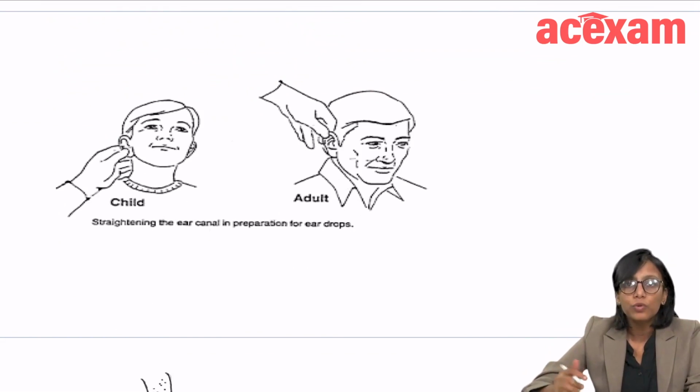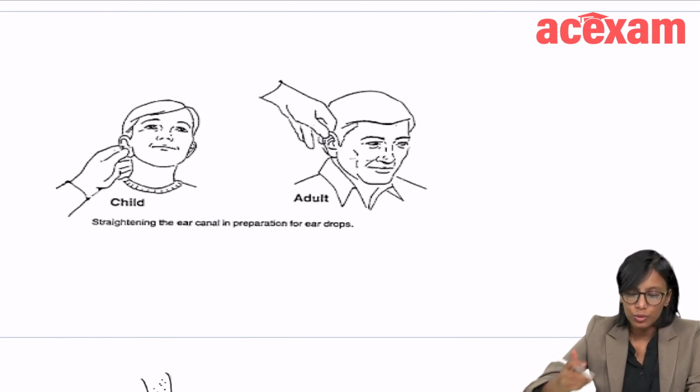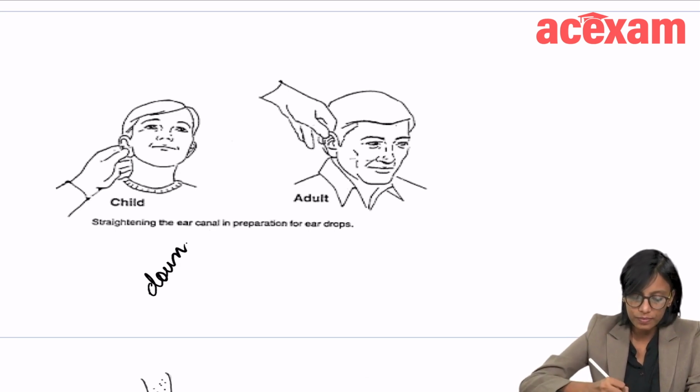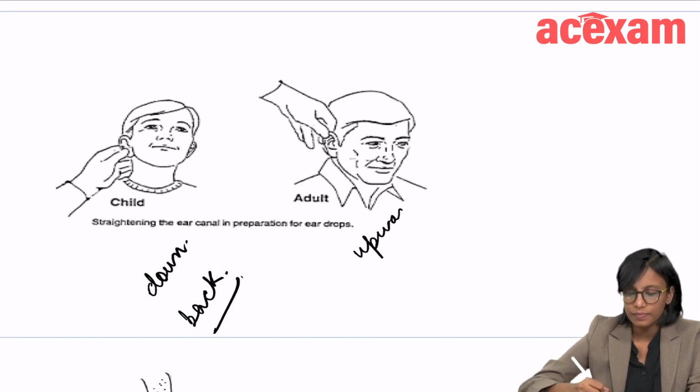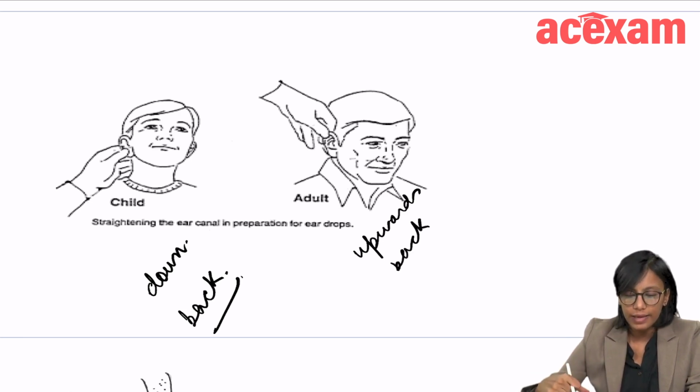So when you are examining, you have to straighten it. But it is not fully developed in children. So you have to pull the canal downwards and backwards in children and upwards and backwards in adults. Right? This can be a question which can be asked.